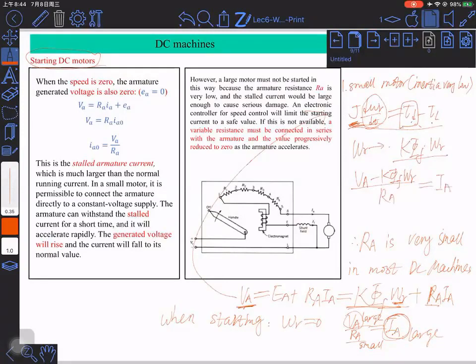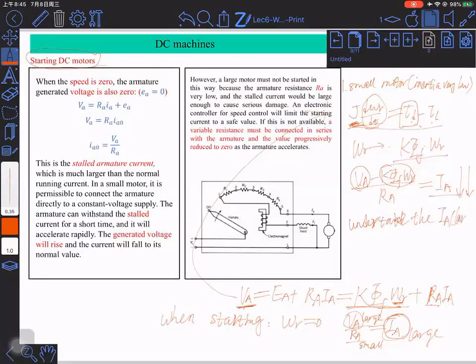If we have a large enough speed, we have a large enough electromotive force consuming the most part of the applied terminal voltage, then our current can be greatly reduced. This is the small motor. So we only need to undertake large IA for a short period of time. So it's not really a big issue. We only need to undertake the IA large value for a short moment.